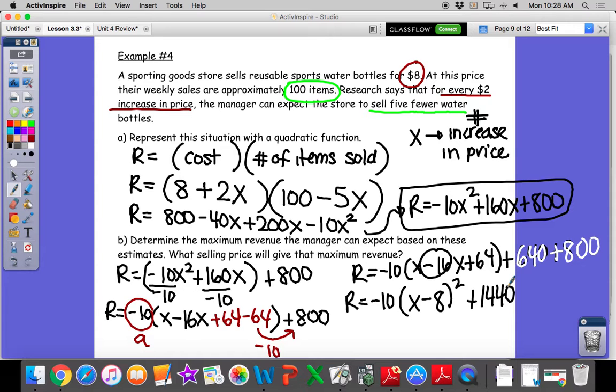Now that's going to help me determine the maximum revenue. So the first question is saying, determine the maximum revenue the manager can expect based on your estimates. That's your Q value. So this right here is your max revenue, the highest value that it is going to reach money-wise. So the highest revenue is going to be 1440. So max revenue is equal to $1,440.